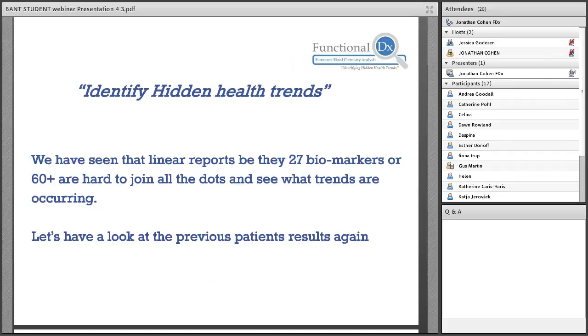So, identifying hidden health trends. Well, we've seen that linear reports, be they 27 biomarkers or 60 or more, make it hard to join up all the dots. I mean, just imagine trying to sit down for 2 hours and join up all the dots. You're not being paid for that 2 hours, so you would much prefer, in my opinion, and I certainly do, to join up the dots very easily and see what trends are occurring. So I want to go back and have a look at the previous patient's results again, and this time put it in context with the FDX reports.